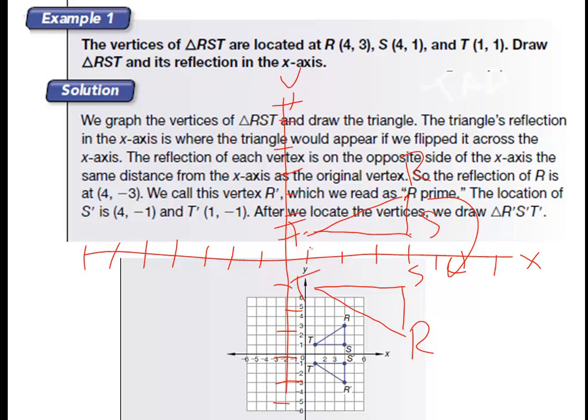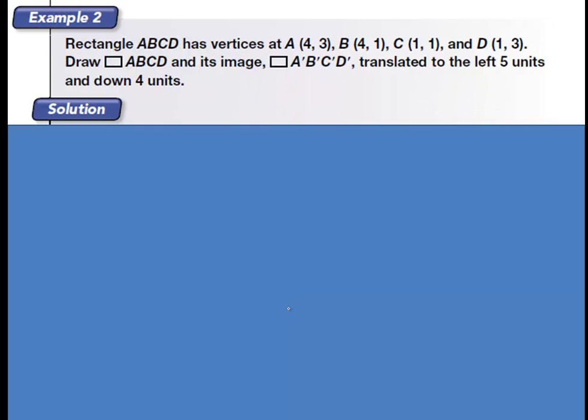If they'd asked us to do it about the y-axis, then we'd have been over here, and it would have been like this. That's how it would have looked, because we would have folded it over. We would have rotated it over. All right, let's take a look at this one here. Let's kind of work on it together. If you can pause it and do it yourself, that's great.